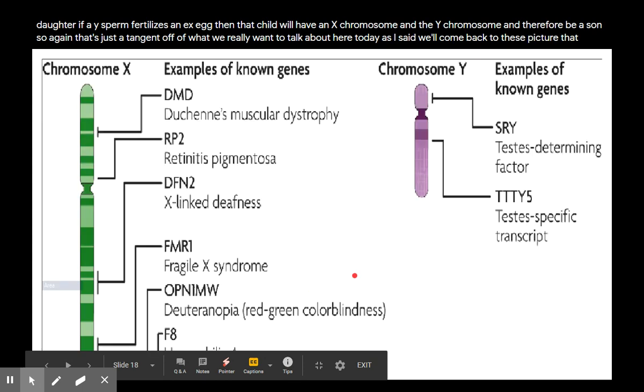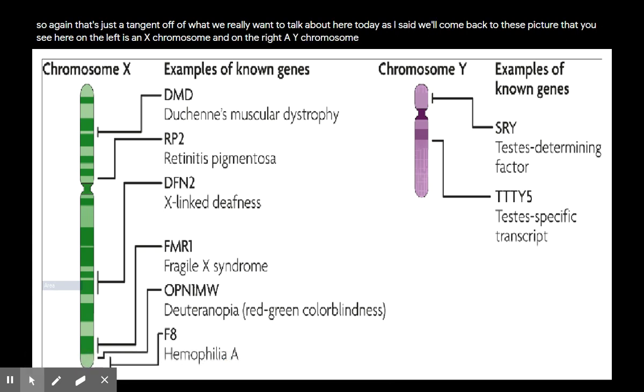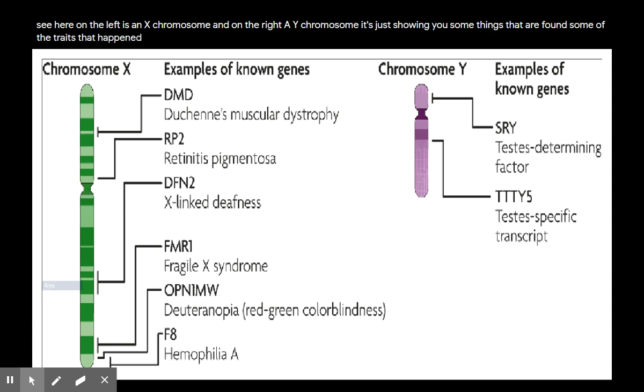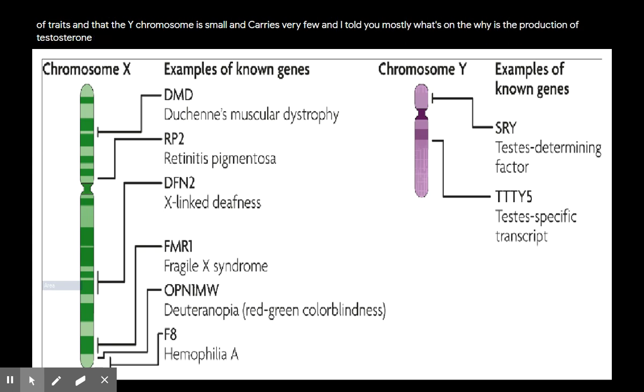The picture that you see here on the left is an X chromosome and on the right a Y chromosome. It's just showing you some of the traits that happen to be found on these different chromosomes. You can see that the X chromosome is big. It carries a whole lot of traits, and the Y chromosome is small and carries very few. And I told you mostly what's on the Y is the production of testosterone.